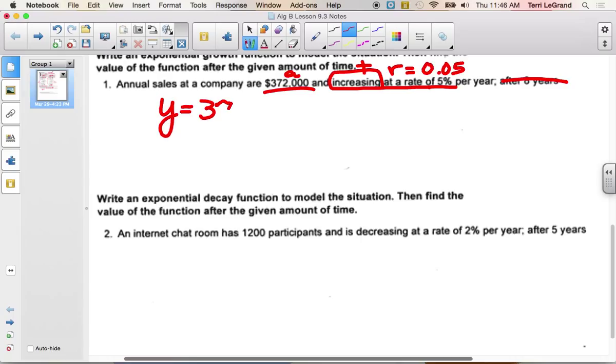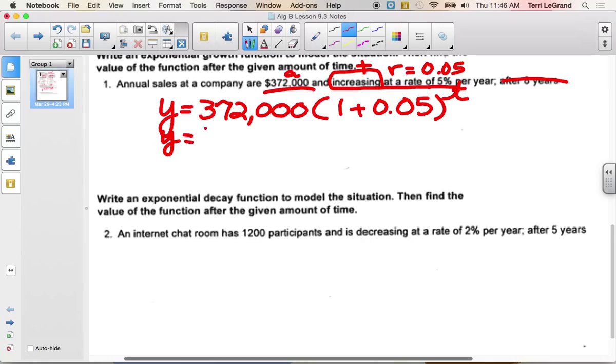372,000 times parentheses 1.05. And what else? t. To the t power. We'll clean that up a little bit. We're still not going to use the 8 yet. We're going to clean that up so that we get a b value. So we have y equals 372,000 times, to the t power.